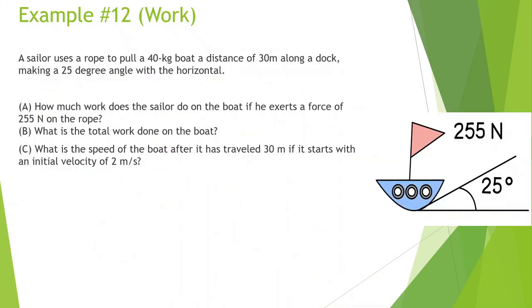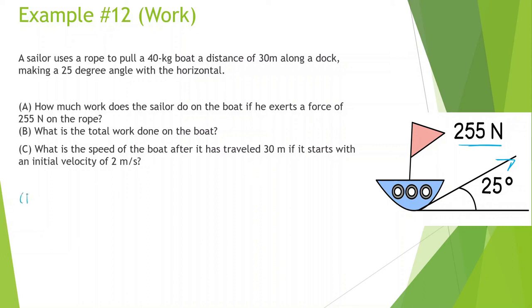Okay, a sailor uses a rope to pull a 40-kilogram boat a distance of 30 meters along a dock, making a 25-degree angle with the horizontal. How much work does the sailor do on the boat if he exerts a force of 255 newtons on the rope? Okay, so we see the sailor is doing 255 newtons.